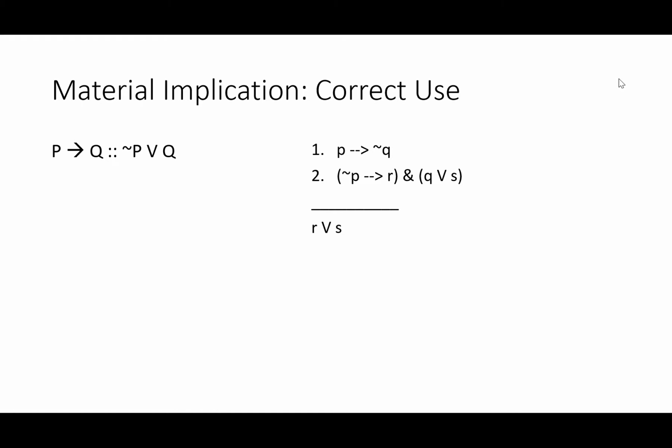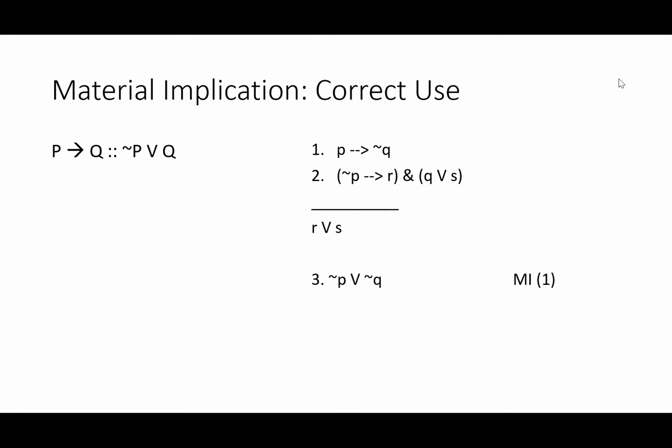Let's take a look at a more complicated example. If P, then not Q, and if not P, then R, and either Q or S. Therefore, R or S. Well, if you're on the lookout for which rules to use, we can see we've got conditionals, and we've also got a disjunction. Maybe that's enough for a constructive dilemma? The only thing is we'll need to switch that V to an arrow and that arrow to a V. Well, material implication is the rule for that.